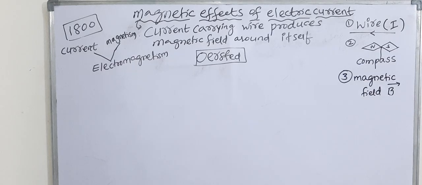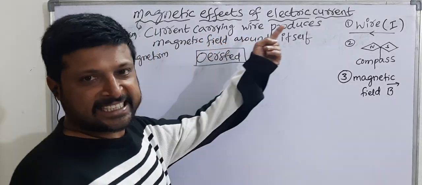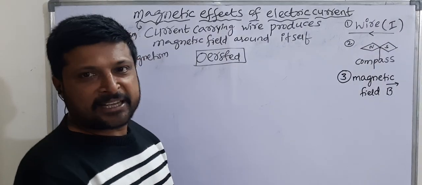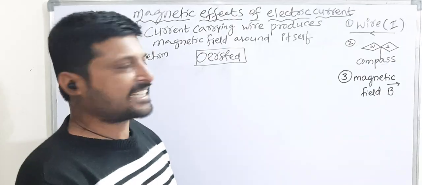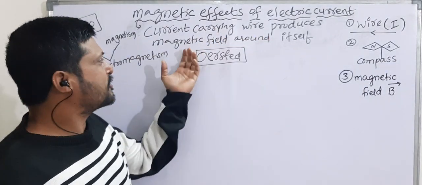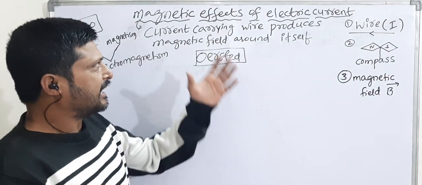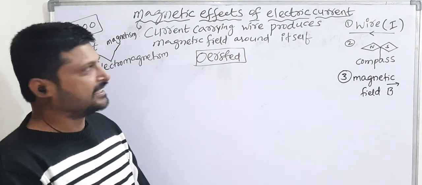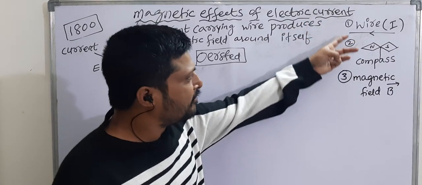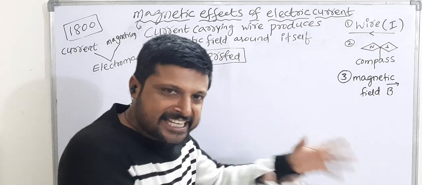How are you? Right, so today our topic is magnetic effects of electric current. What is meant by magnetic effects of electric current? See here, a current carrying wire produces a magnetic field around itself. In order to understand this topic, just remember these three. If you remember these three, then it is very easy for you.